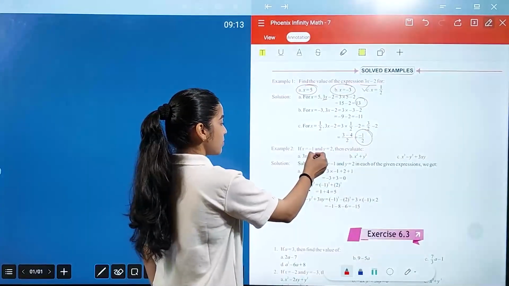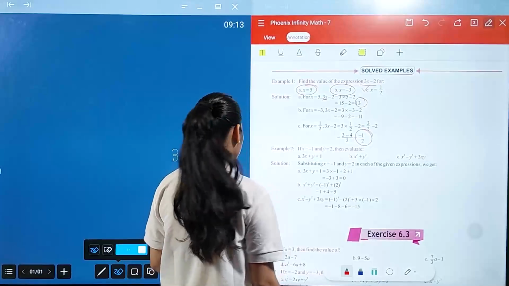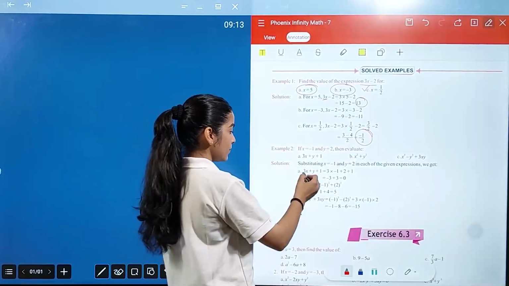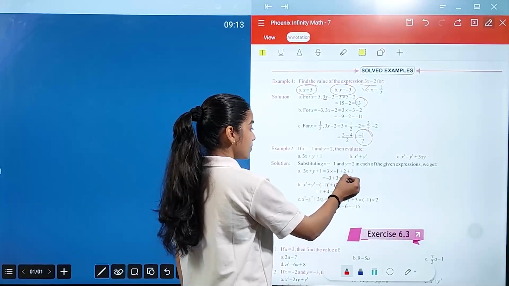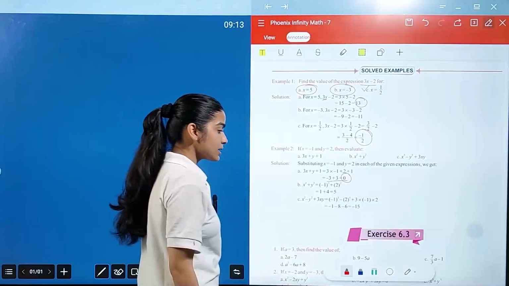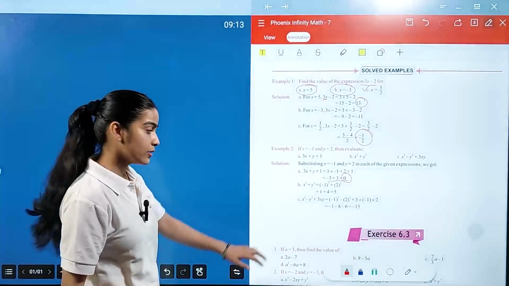Now if x is equal to minus 1 and y is equal to 2, then the value is. So now you have two different values for x and y. You have to put both the values into your algebraic expression. 3 multiplied by x means 3 multiplied by minus 1. Plus y means plus 2, and plus 1. So you have your answer, which is 0. So in the same way we have to solve algebraic expressions by putting the values into them.